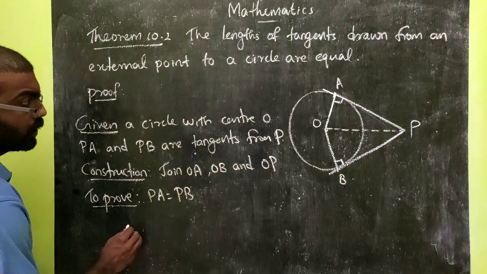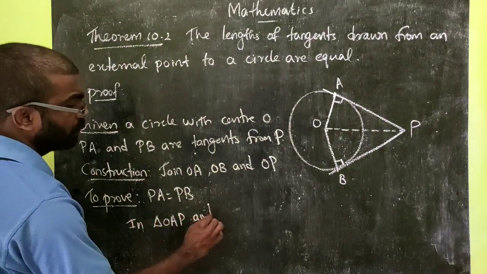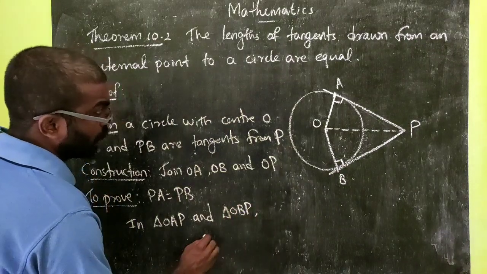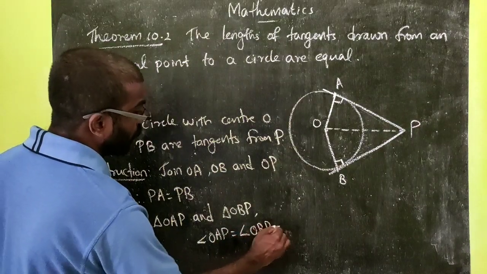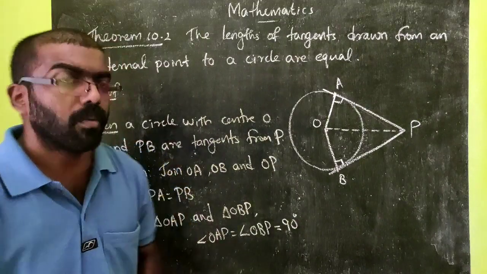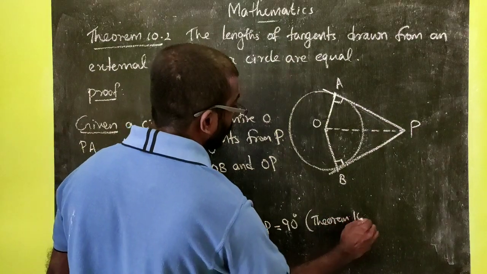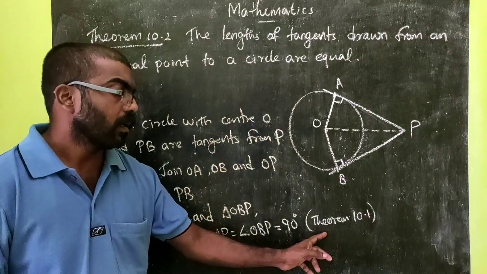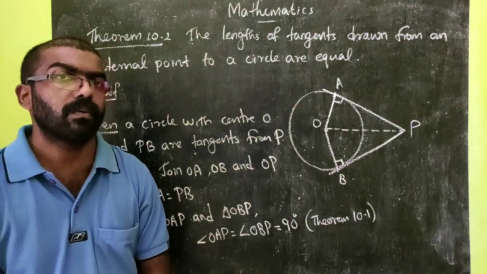Now we consider right triangles OAP and OBP. So in triangle OAP and triangle OBP, we can write angle OAP is equal to angle OBP. Both are 90 degrees because tangent is perpendicular to the radius through the point of contact. That is by theorem 10.1. So in the exam, you have to write the statement here: tangent at any point is perpendicular to the radius through the point of contact.